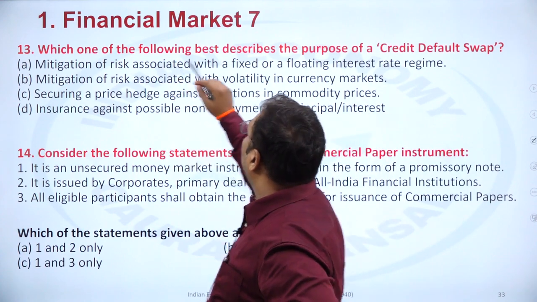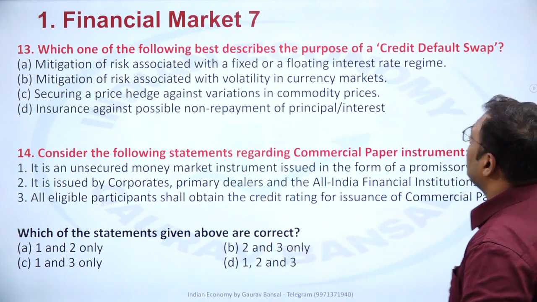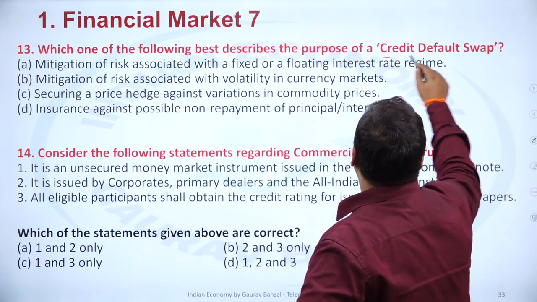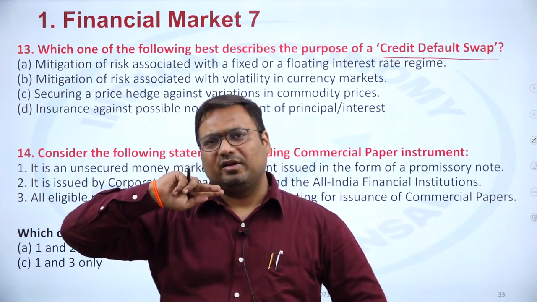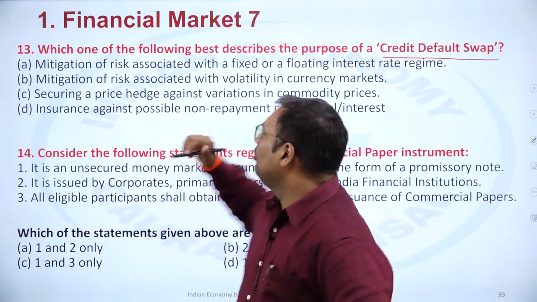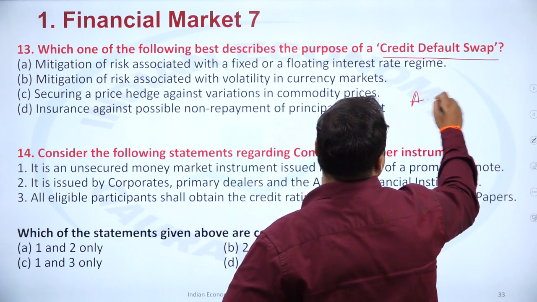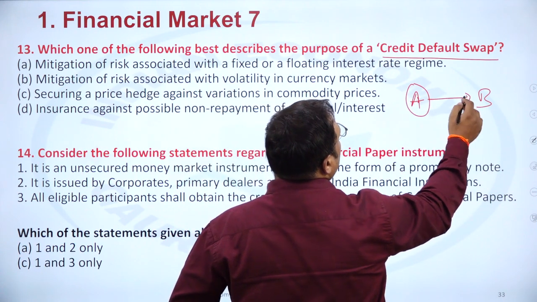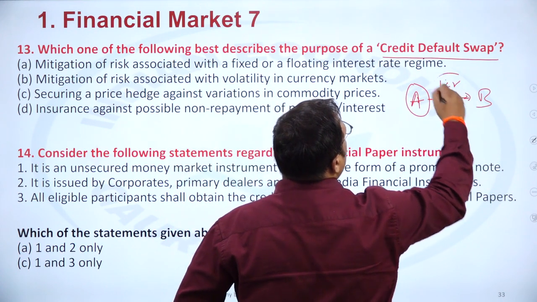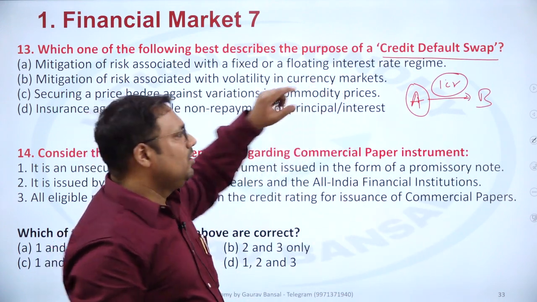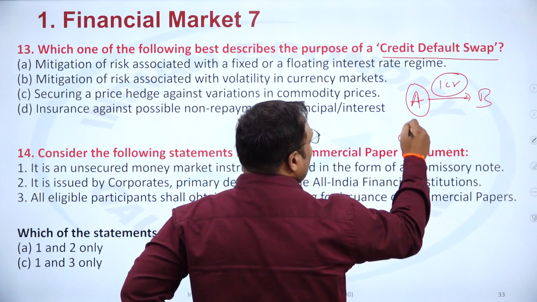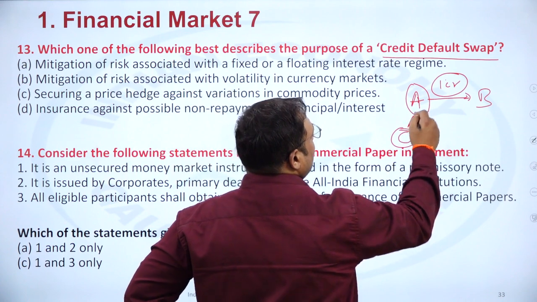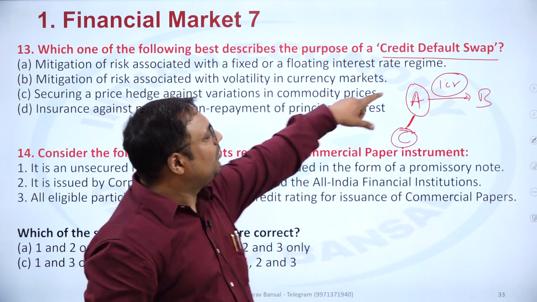Question number 13, which of the following best describes the purpose of a credit default swap? So what is a credit default swap? Basically, there are two parties. For example, you have given a loan to someone. Person A gives a loan to B. Person A is basically an institution. So company A gives a loan to person B of 1 crore rupees. Fine. But this company A also gets into an agreement with company C. Company C, let us say, gives an assurance that I will cover this risk of 1 crore.